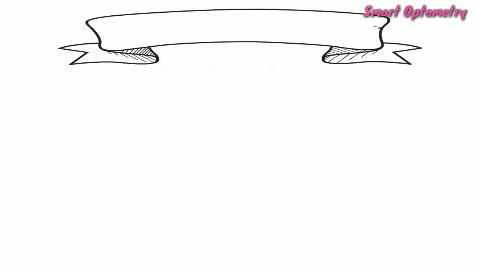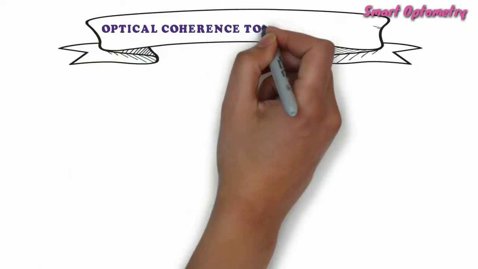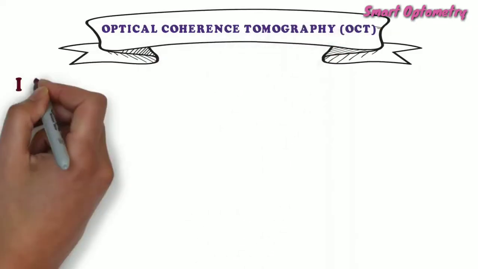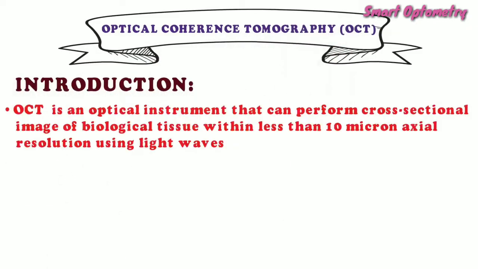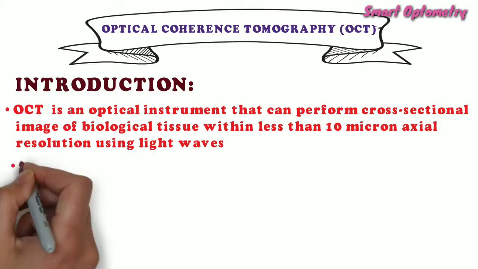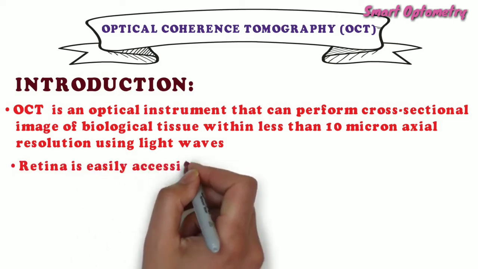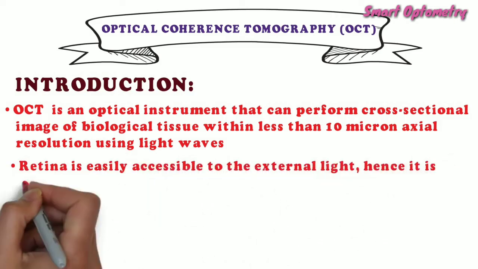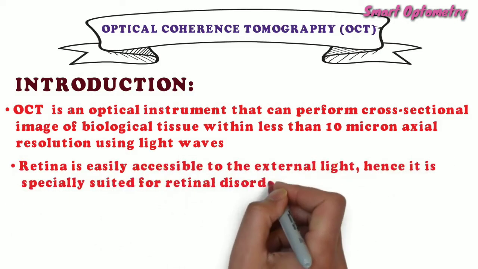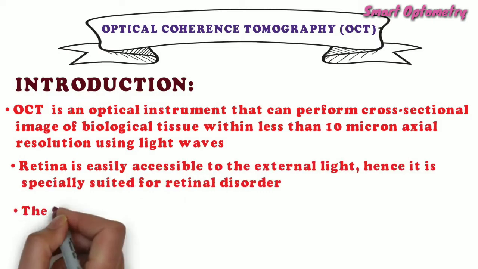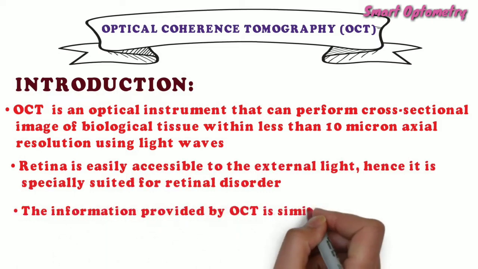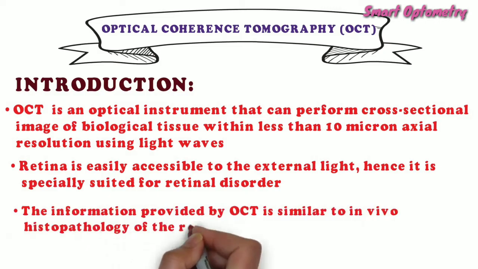Now we are going to study about optical coherence tomography. Let's start with the introduction. OCT is an optical instrument that can perform cross-sectional image of biological tissue within less than 10 micron axial resolution using light waves. Retina is easily accessible to external light, hence it is specially suited for retinal disorder. The information provided by OCT is similar to in vivo histopathology of retina.